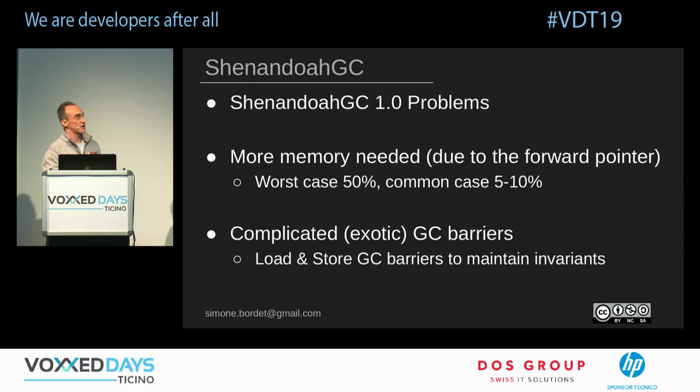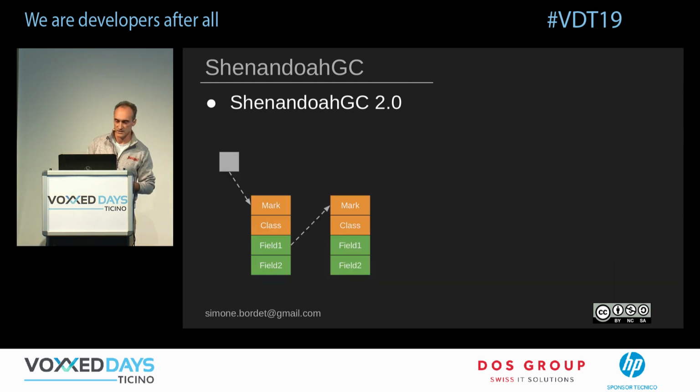And so let's look at the problems that Shenandoah 1.0 had. The fact that there is a pointer before the object, the forward pointer, consumes memory. And so that's a problem. In the worst case, where you do not have any field, you have the mark word, the class word, and then you have the forward pointer, which is another word. And so that's 50% more usage of memory, which is not good. But in general, because you have fields in your classes, the overhead amounts to 5–10%. And then it had complicated barriers which were slowing things down, etc.